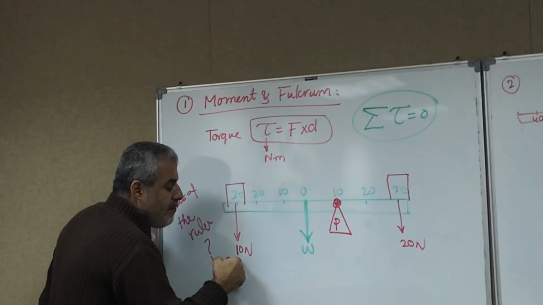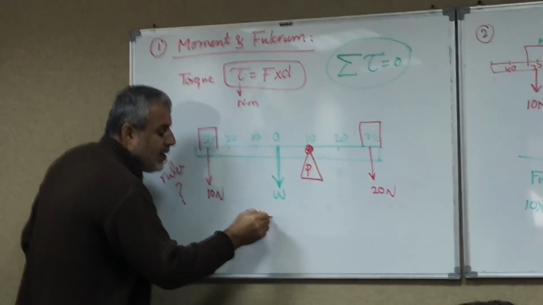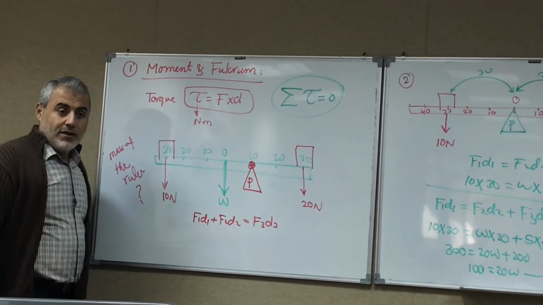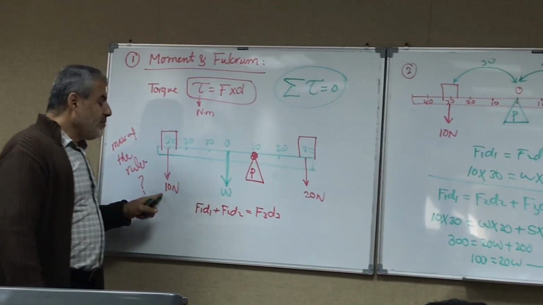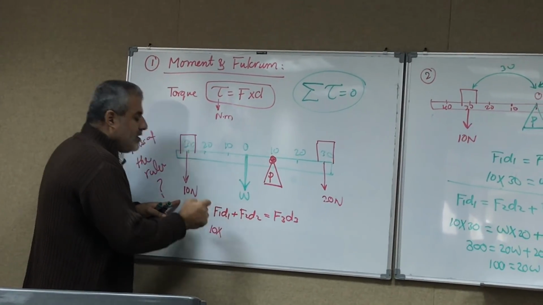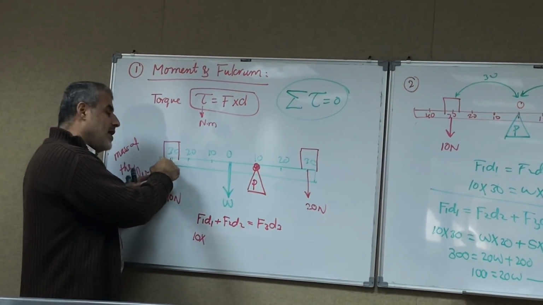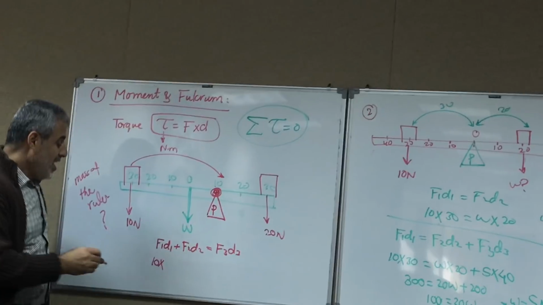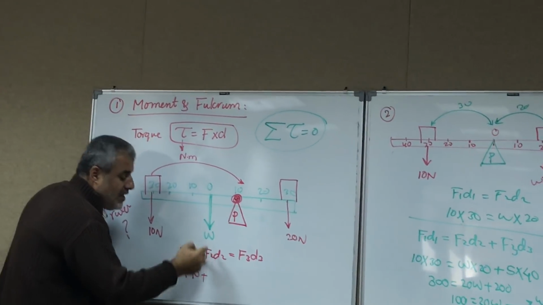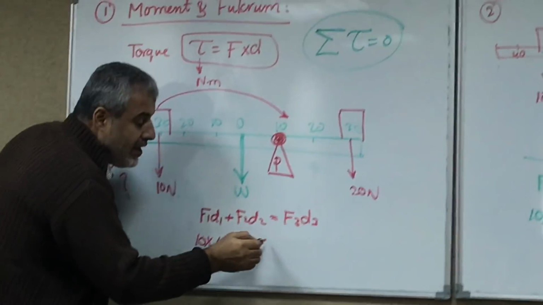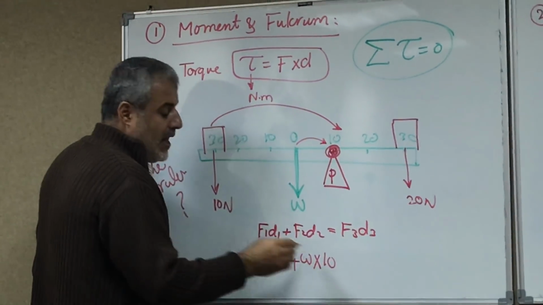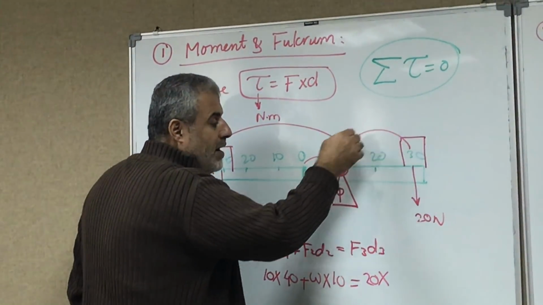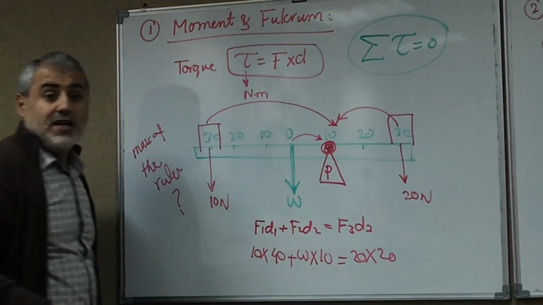So I'm going to write the following: F1 D1 plus F2 D2 equals, 2 forces on one side and 1 force on the other. This is my F1, it's 10. How much distance? 40. This is distance. You don't care about the 0, you care about the pivot. So 10 times 40 plus W times 10, because this is from here to here, equals F3, 20, times, from here to here, how much is it? 20. That's simple.